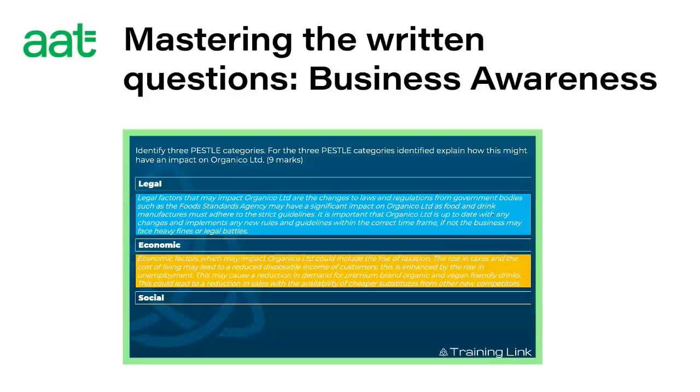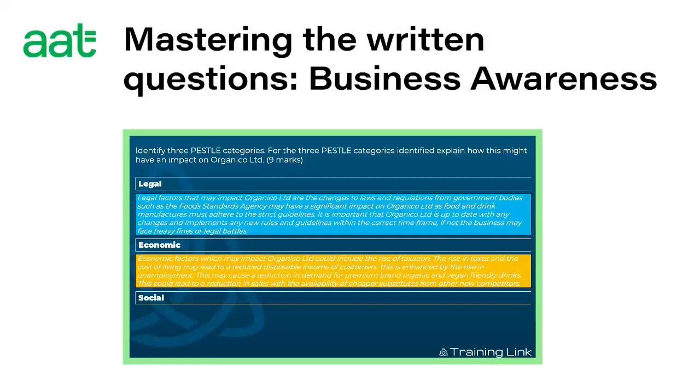So economic factors which may impact Organico Limited could include the rise of taxation, which we've taken straight from the scenario, the rise in taxes and the cost of living, which again is taken from the scenario, may lead to a reduced disposable income of customers, which obviously it will. That is the cost of living crisis. This is enhanced by the rise in unemployment. This may cause a reduction in demand for premium brand organic and vegan friendly drinks.